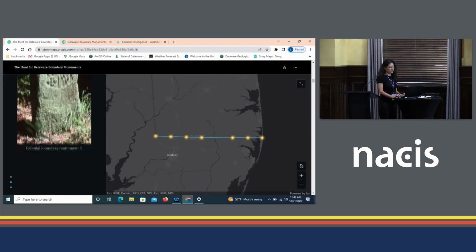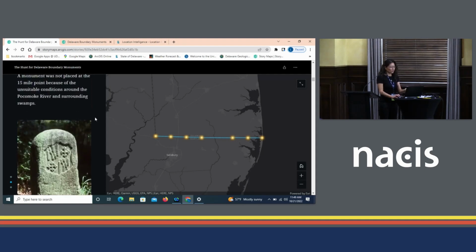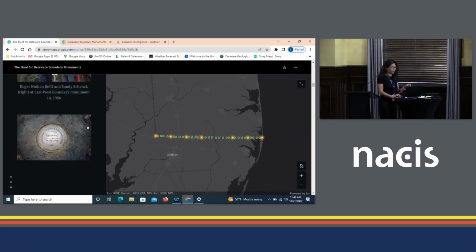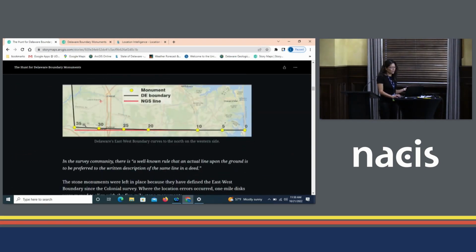So I'm going to jump down to the section of the story. Oh, and if you're just wondering too, these are the 5-mile monuments. Why is there one missing? That's actually the area called Great Cypress Swamp. So even back then, the colonial guys could not get out there, so they couldn't put a monument there. I think today we couldn't, or if we did, it would sink. So that's why there's not one there. There wasn't a mistake. And those are the discs that were put in between.